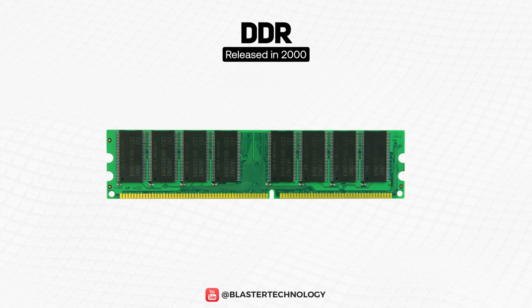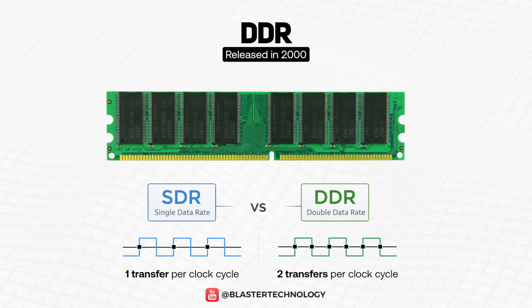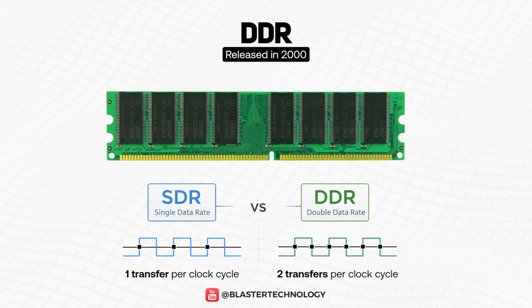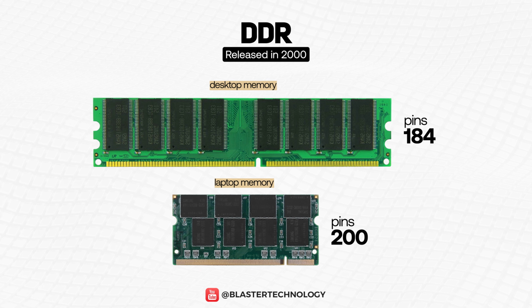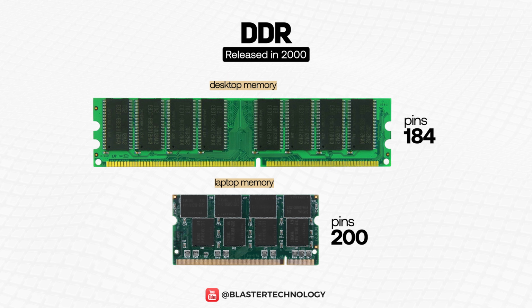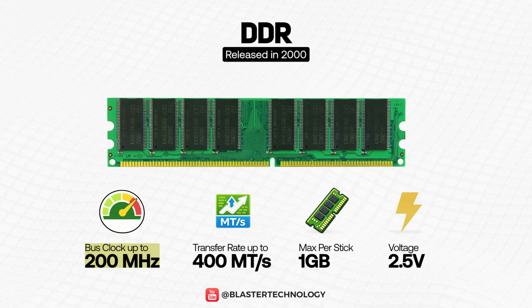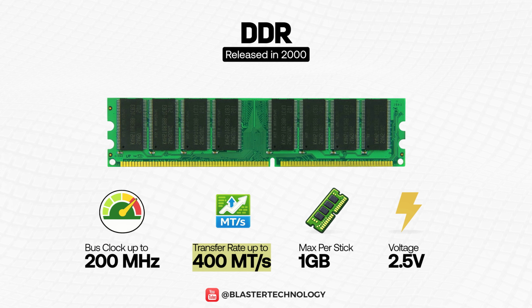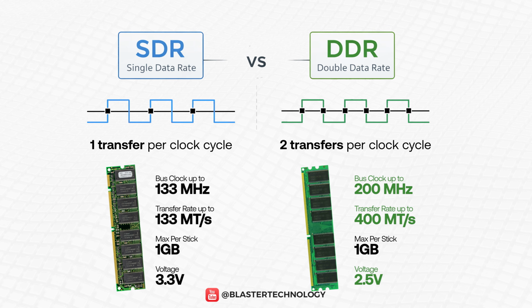DDR, known today as DDR1, was released in 2000 and was the first memory generation able to transfer data twice during a single clock cycle. For desktop systems, DDR1 modules use 184 pins, while laptop modules use 200 pins. With a bus clock of up to 200 MHz and a data rate of up to 400 megatransfers per second, DDR1 represented a major leap over older SD-RAM.